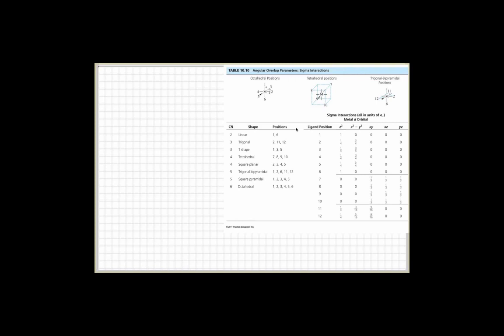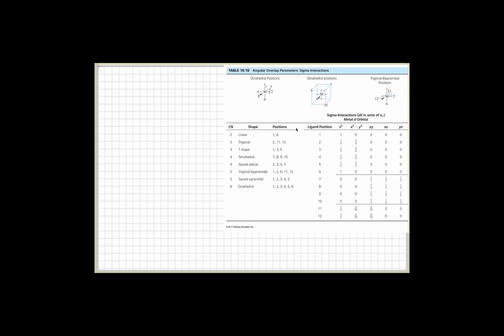In this movie, I'm going to discuss the angular overlap model for determining the splitting of the d orbitals and determining the energies in general for the orbitals in a coordination complex. This model basically estimates the degree to which the d orbitals are increased in energy and the ligand orbitals are stabilized in energy based on the amount of overlap between those two orbital sets.